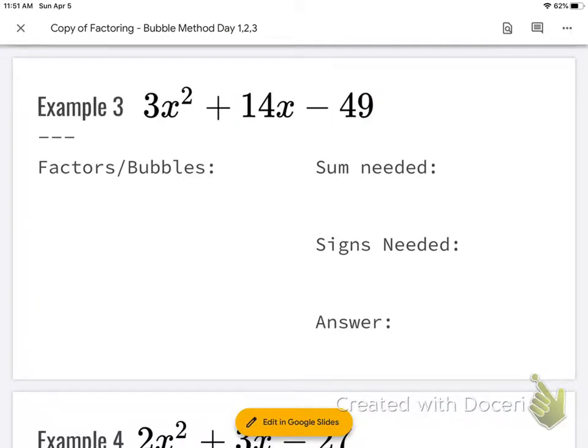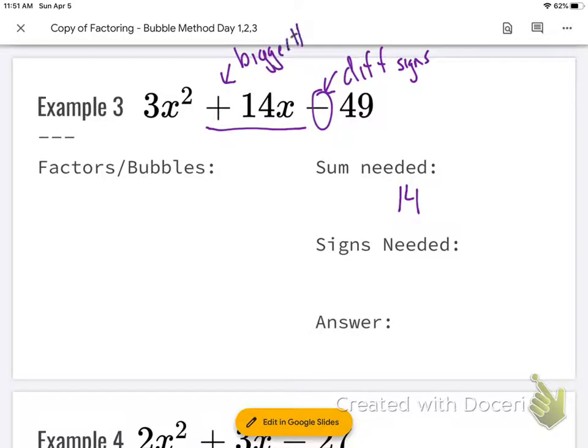So now that we saw those two, we're going to try this again. So again, the sum needed is the one in the middle, so that's 14. This tells us different signs because that's what a subtraction sign means there. Diff signs. This tells us bigger number, positive. So you're going to need plus, minus.